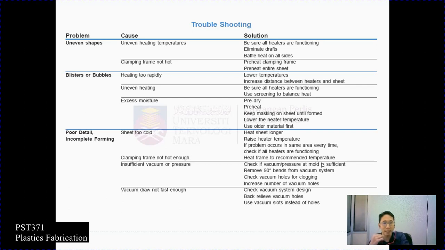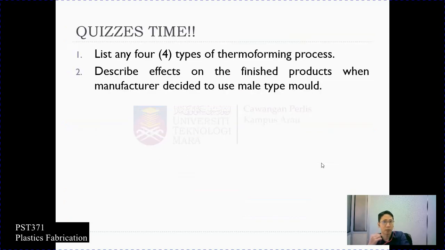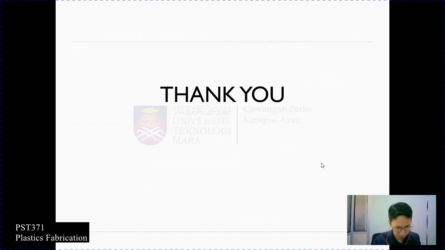Okay, usually we discuss these types of defects. Okay. Too much sag of sheets when forming, part sticking to mold, part warpage, surface marking, uneven edges, raised corner and cracking in corner. Okay, I think that's all for this chapter.